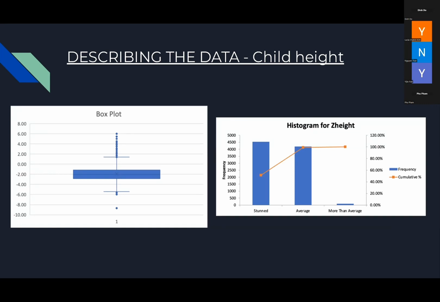Another point worth noting is that, based on the way Z height is counted, a child is considered to be stunted if their Z height value is below -2. Therefore, we can make a histogram based only on whether Z height is lower than -2. You can see on the graph at the right that more than half of children are considered to be stunted based on their Z heights.